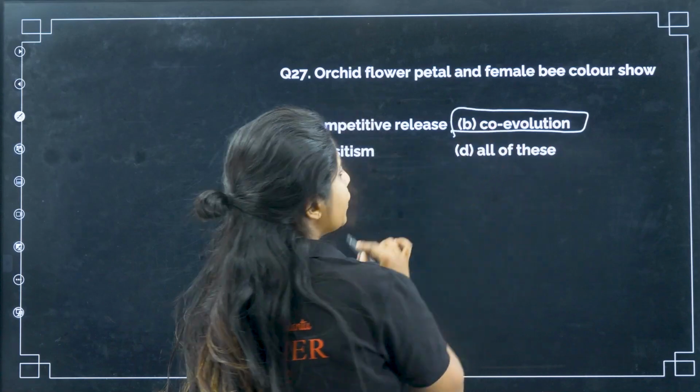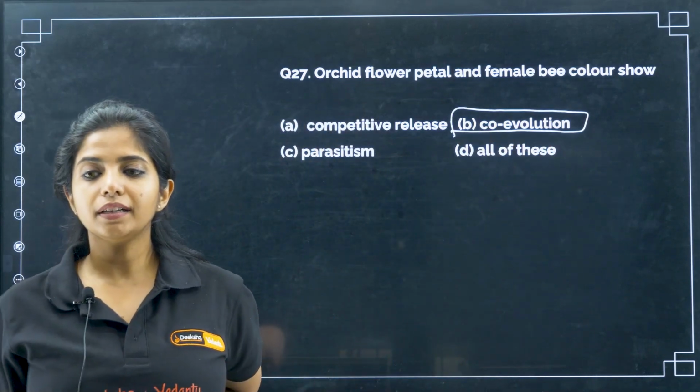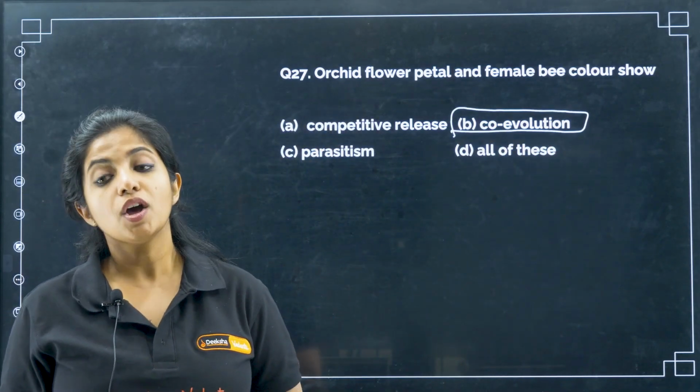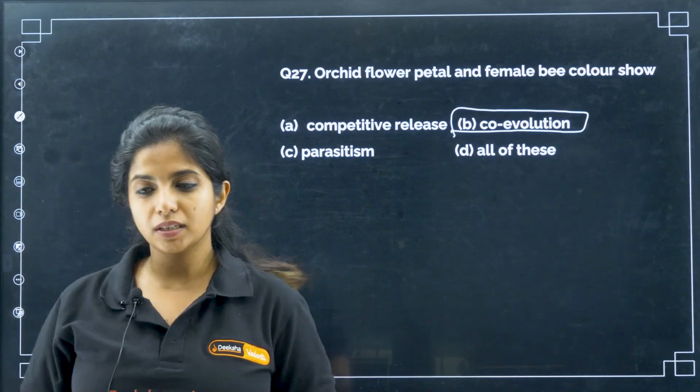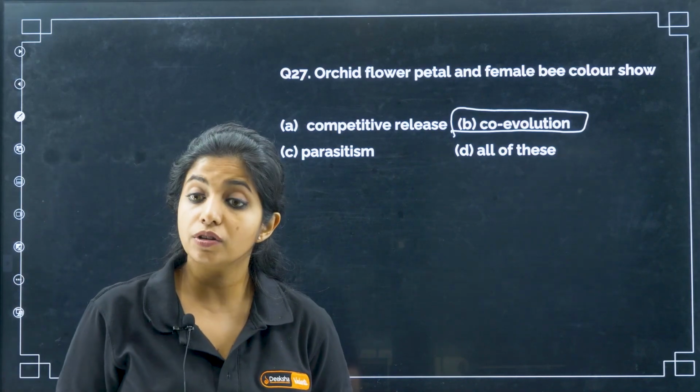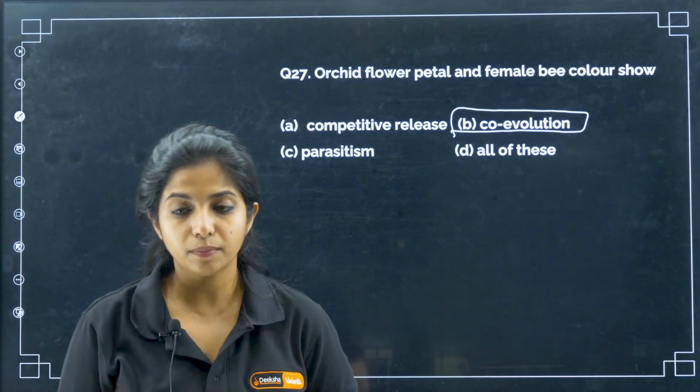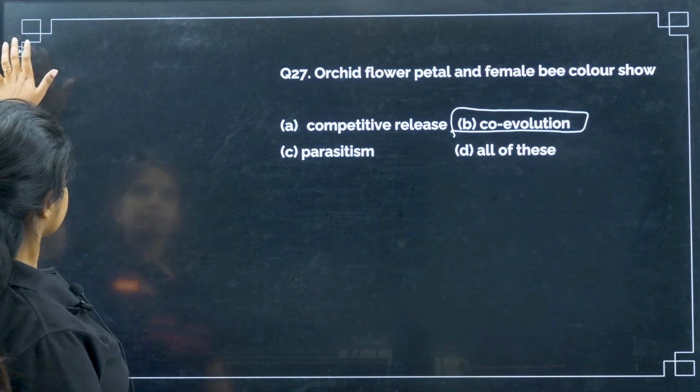It is what? Co-evolution. Orchid flower petal and the female bee color shows what? Co-evolution, not competitive release, not parasitism, not all of this as well. If the question were orchid flower and the male bee also, it would be correct.